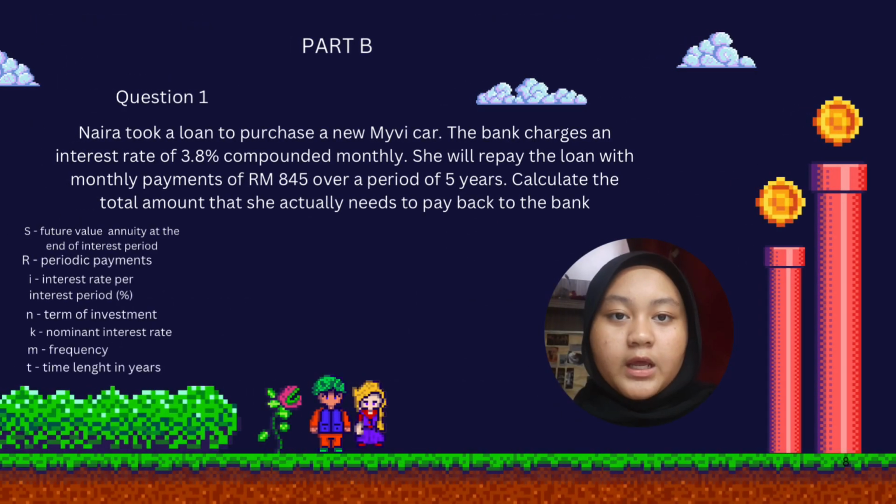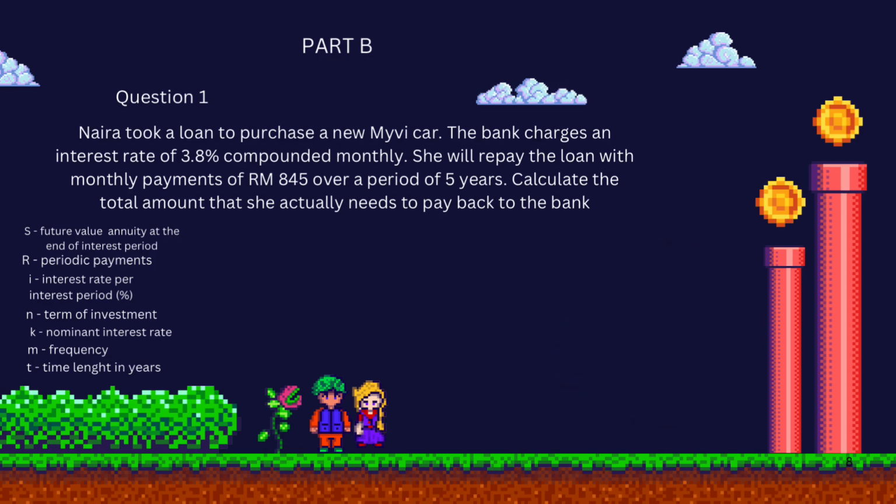Part B, question 1. Nero took a loan to purchase a new Marvi car. The bank charges an interest rate of 3.8% compounded monthly. She will repay the loan with monthly payments of RM855 over a period of 5 years. Calculate the total amount that she actually needs to pay back to the bank.